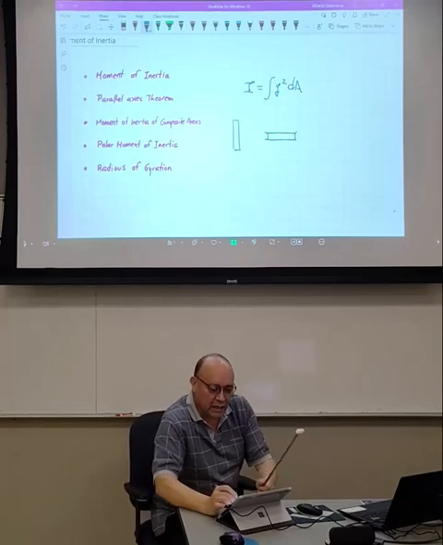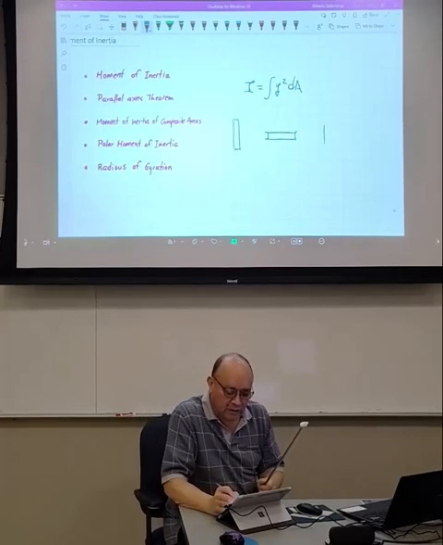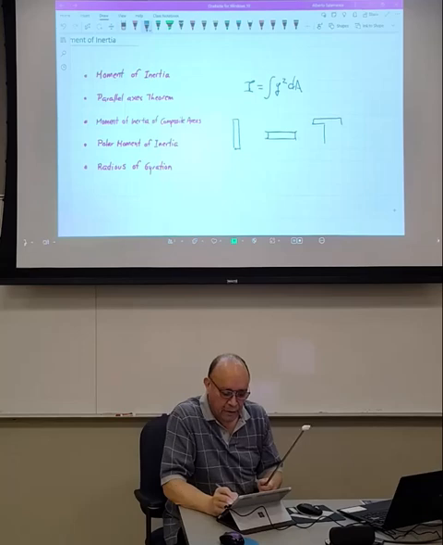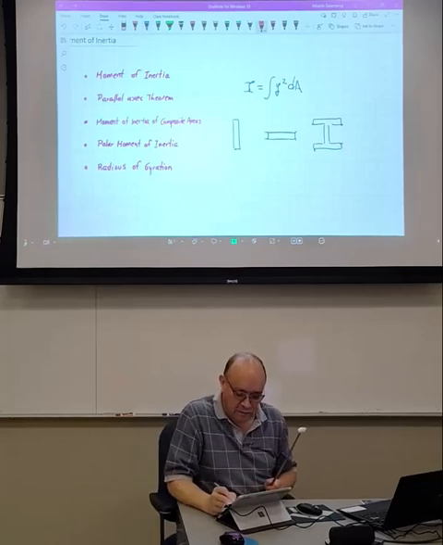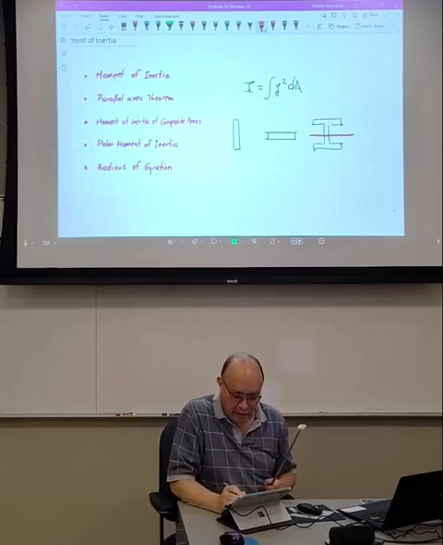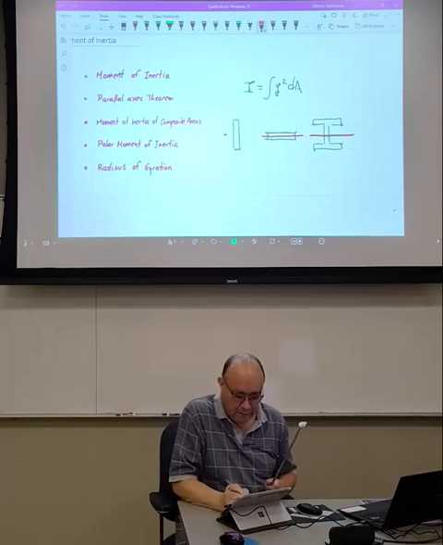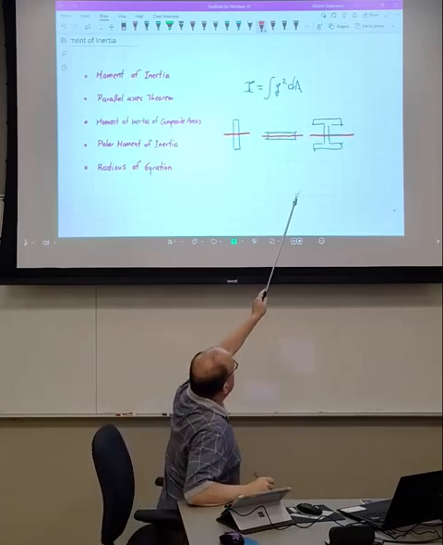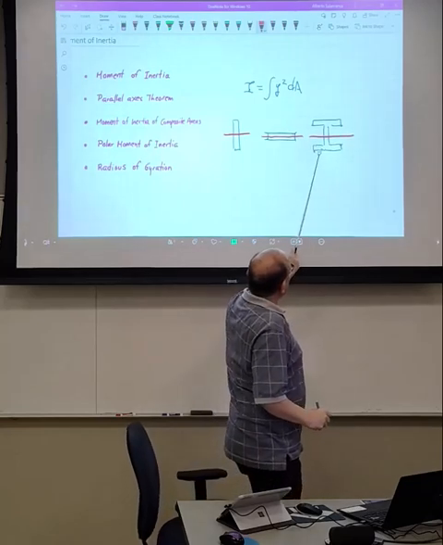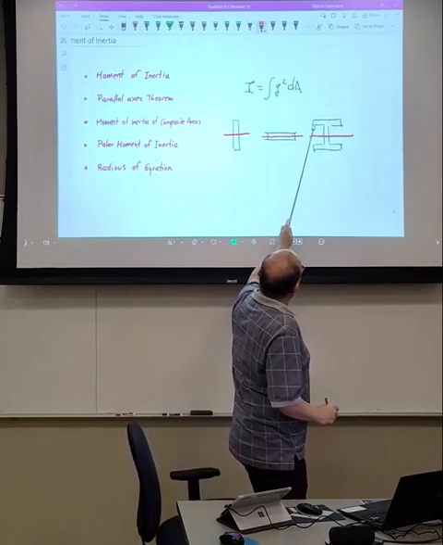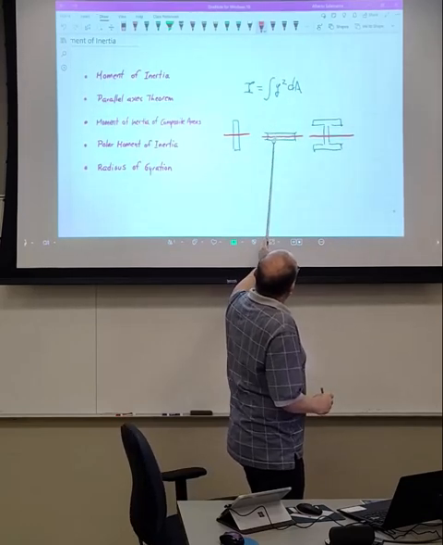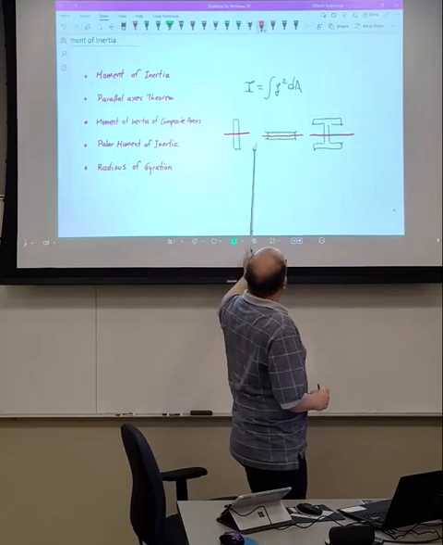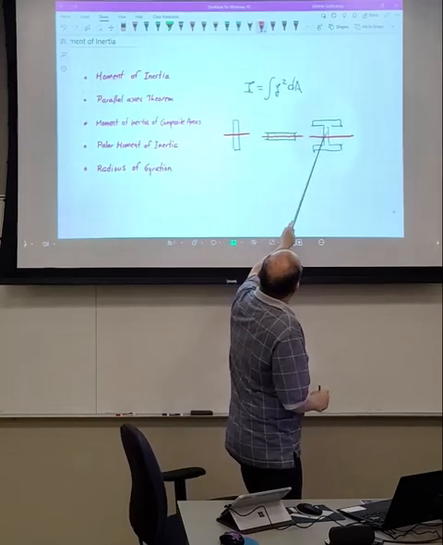And if you make a cross section like this, even better, because it has a lot of area far from the axis. Let me draw the axis of rotation. This is the axis of bending. So this has a lot of area far from the axis. This one has the area very close to the axis, so it's not very good. And this one is better than this one, but not as good as this one.